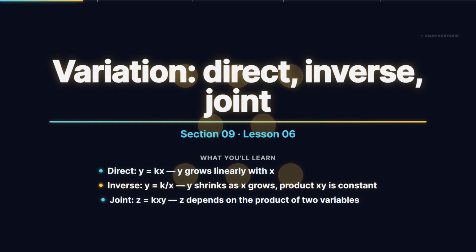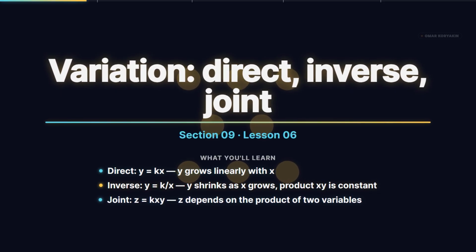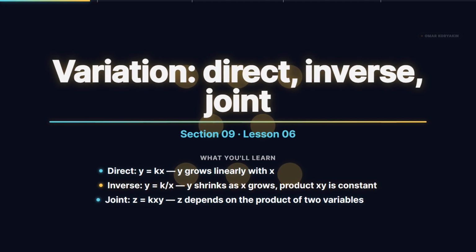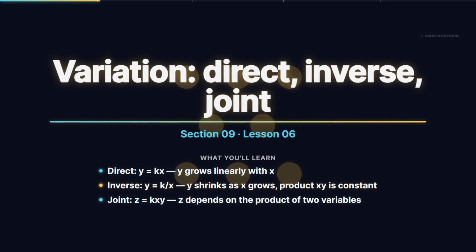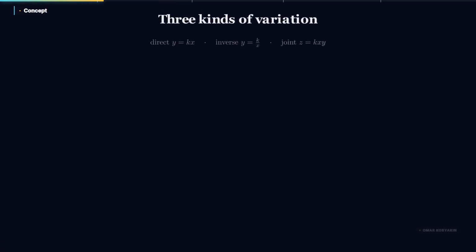Joint variation extends direct variation to two driving variables. Z equals k times x times y. Z grows when either x or y grows, and the constant k is found from one known triple of x, y, z values. Three small panels show the three variation curves side by side. Each panel has its own equation, its own graph, and its own behavior to watch.